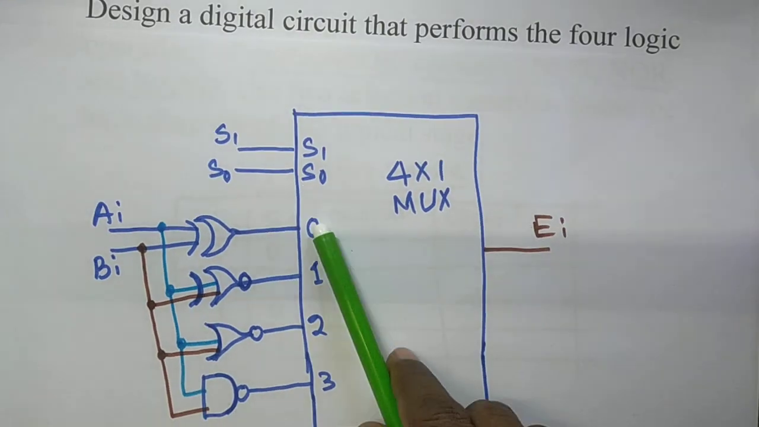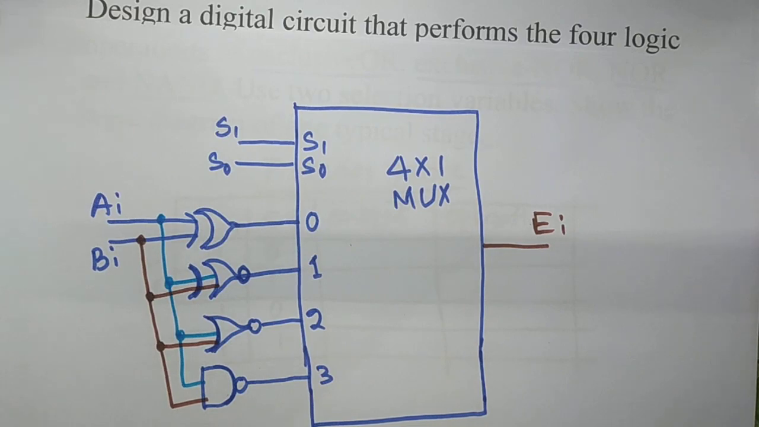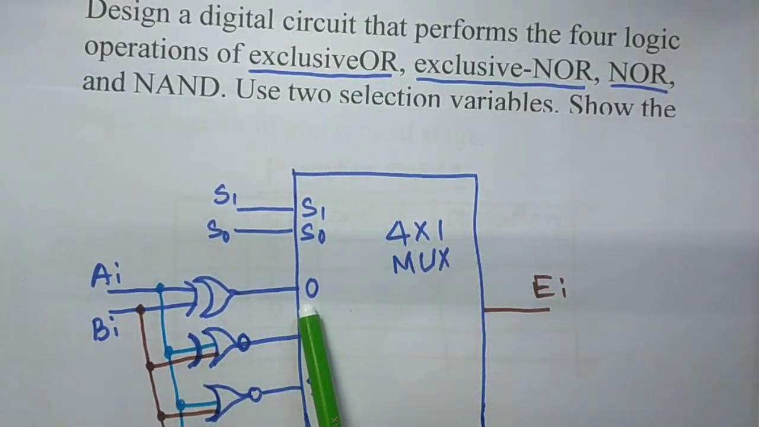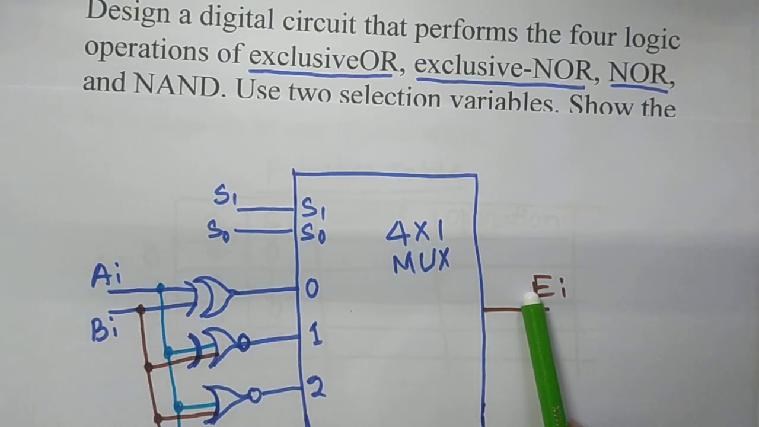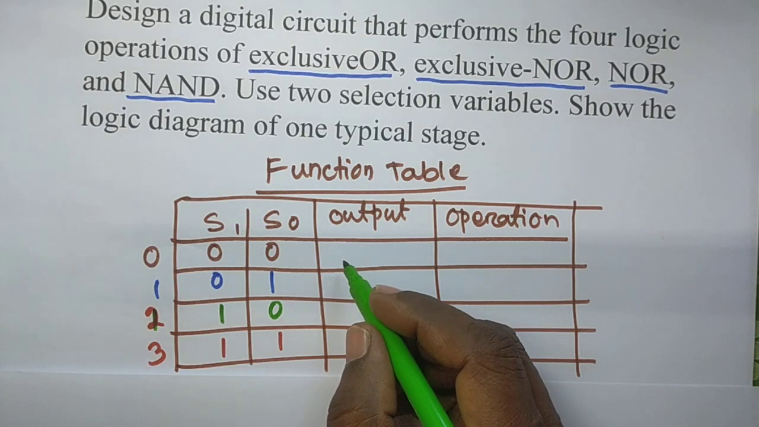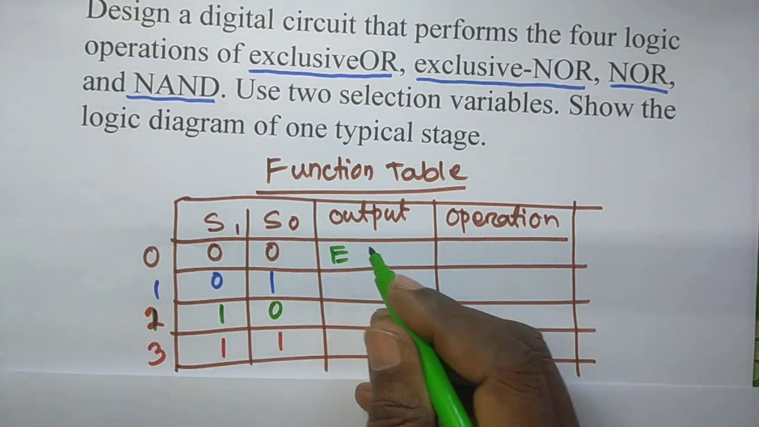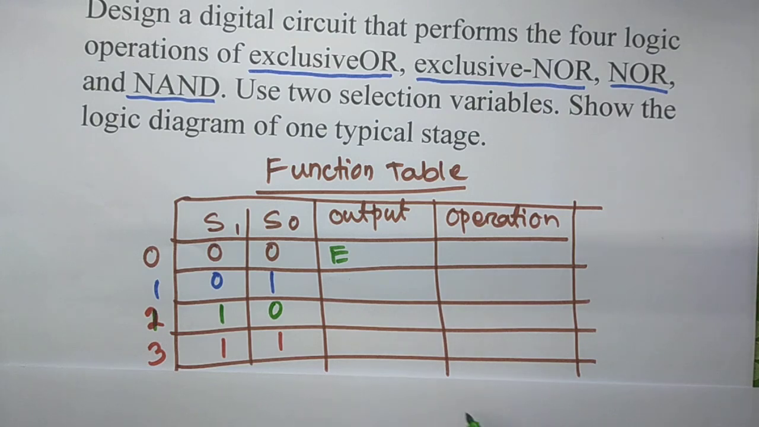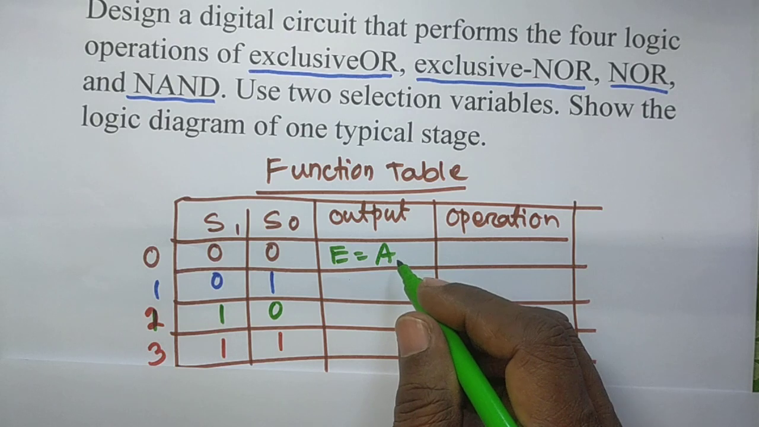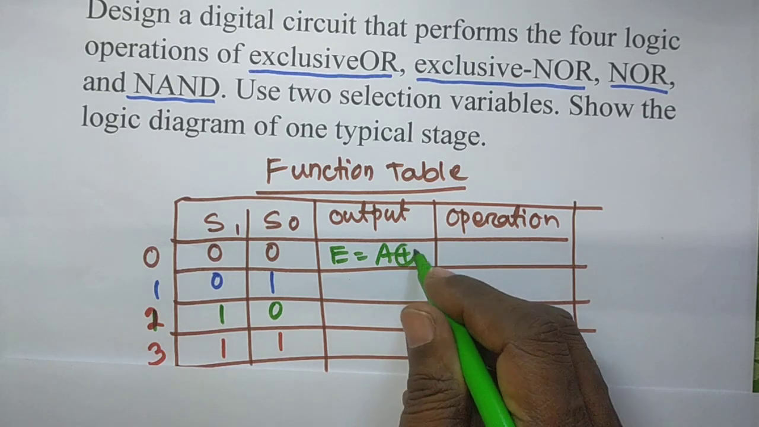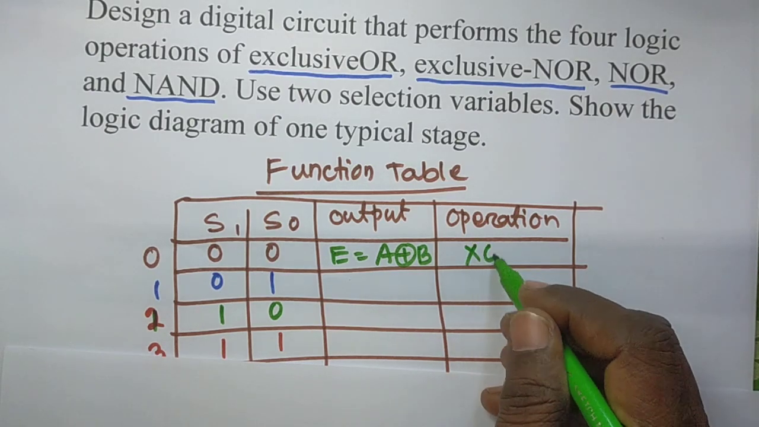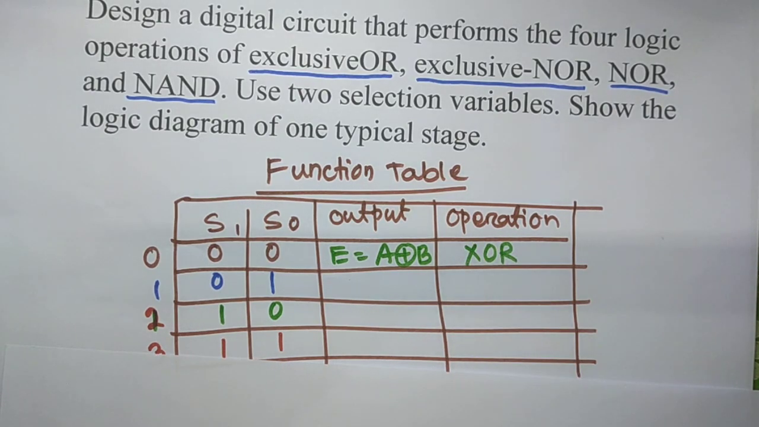You see, if we go through 0, what is the output? That is an XOR gate. XOR gate will activate. The output will be the XOR gate. Then what do we write here? E is equal to the XOR gate. XOR means A XOR B we can get. So we can write XOR in this way.